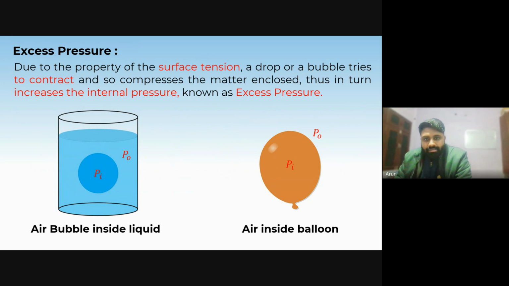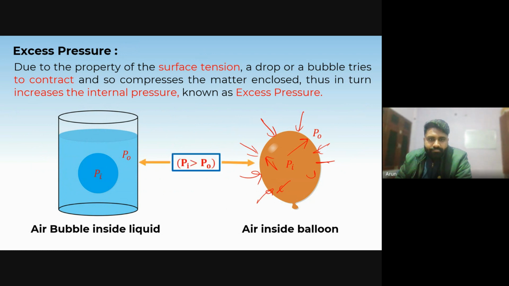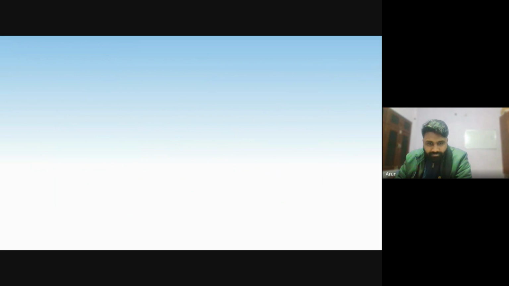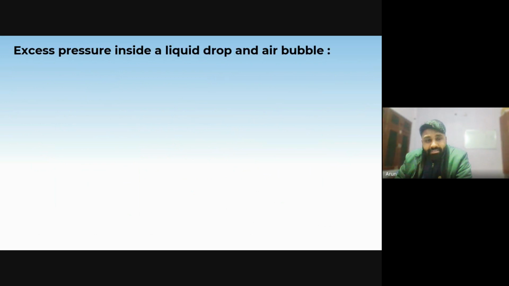So this balloon has air inside which is constantly pushing it out, and the air outside the balloon tries to compress it, but it is not compressing it. So inside pressure is greater than the outside pressure, and this is termed as excess pressure. Now we will see the excess pressure inside a liquid drop and an air bubble.